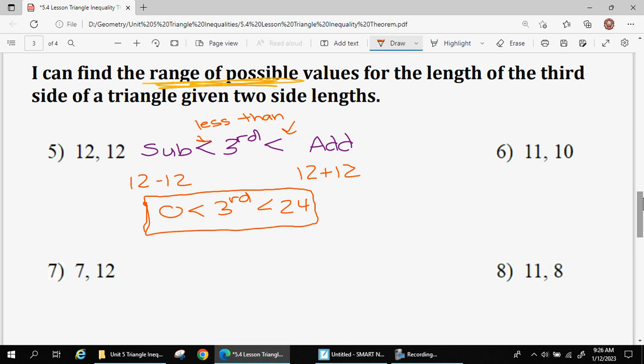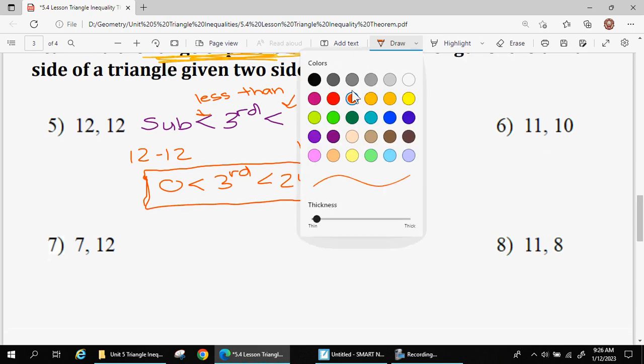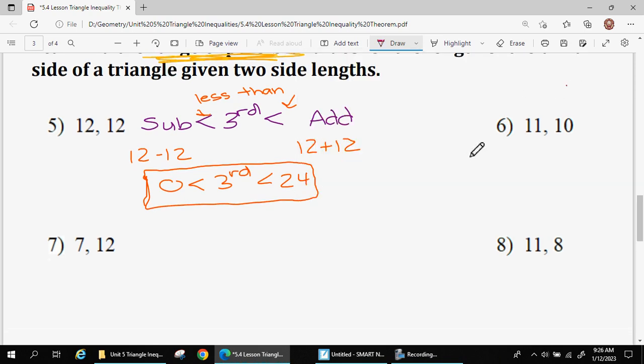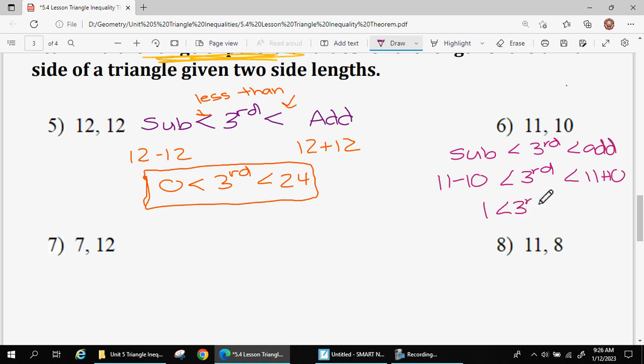So again, in order to find this range, and it's a good idea to write this every time, we are going to subtract. As long as you know what it means, of course. You need to know what sub means, and you need to know when you write add what it is you're adding. We're going to subtract these two numbers, and I always do the biggest minus the smallest so we get a positive number. And then we're going to add them. And then we're going to know that our third side must be bigger than 1 and smaller than 21.